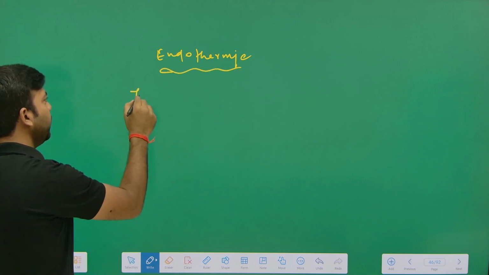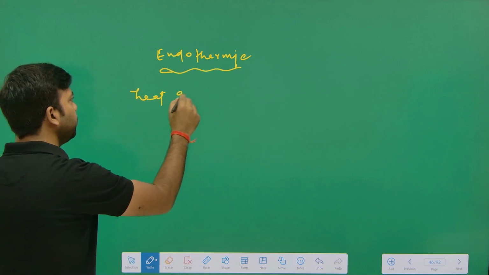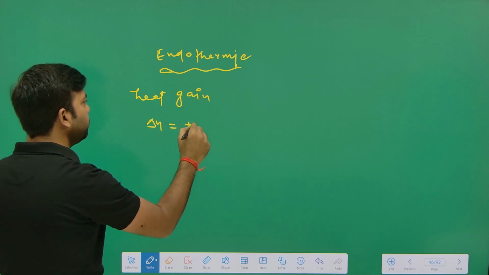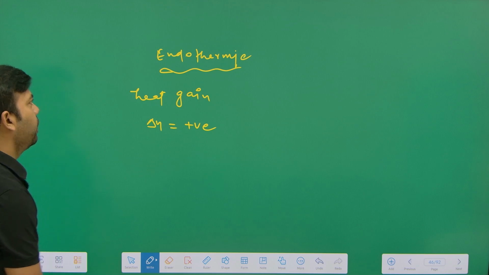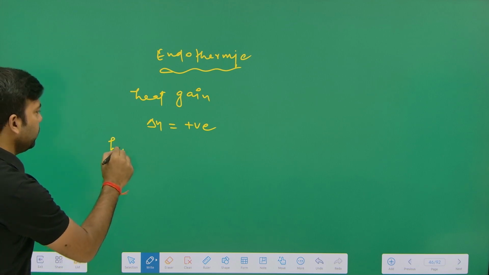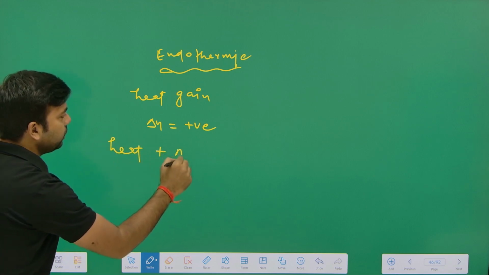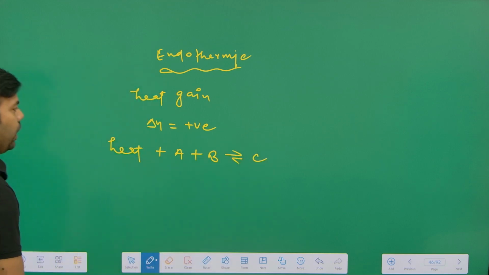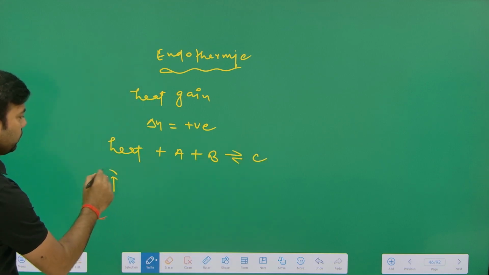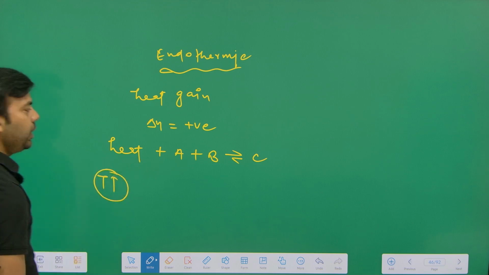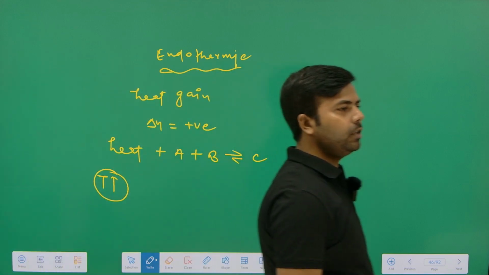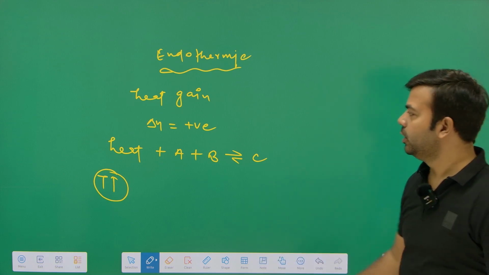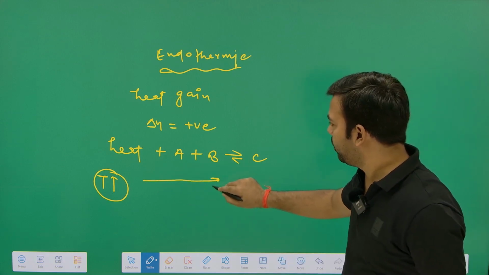Endo means heat gain. So heat gain means delta H will be positive. And heat will always be on the reactant side. If you raise the temperature, heat is present in the reactant side, so the reactant has high heat. So which side has lower? Product. So equilibrium will be forward.